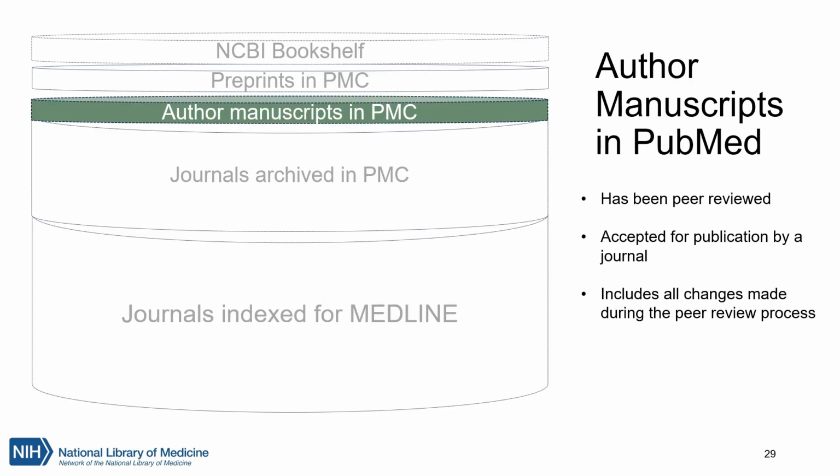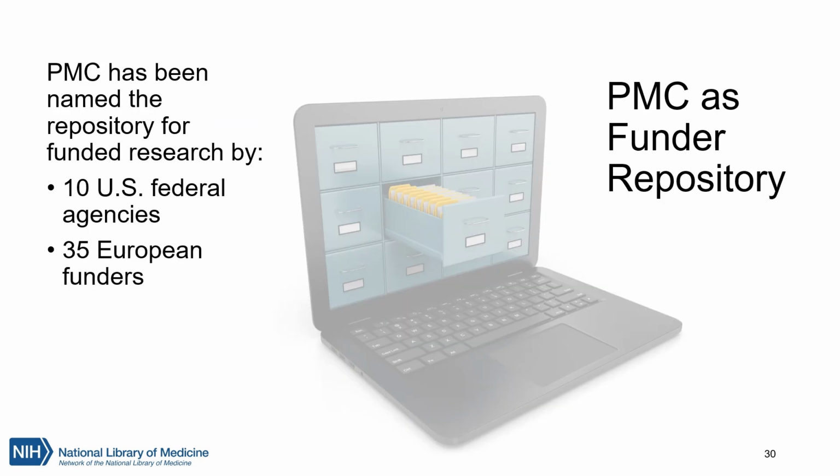We'll start with author manuscripts. Any author manuscripts in PMC will have corresponding citations in PubMed. The author manuscript is the version of a paper that has been peer-reviewed and accepted for publication by the journal. This version should include all changes made during the peer review process.